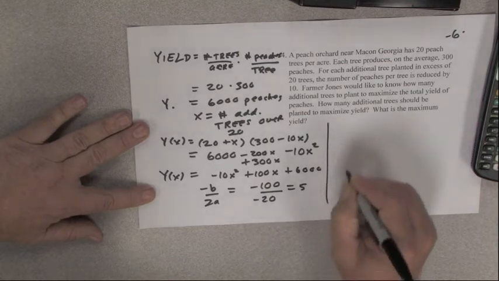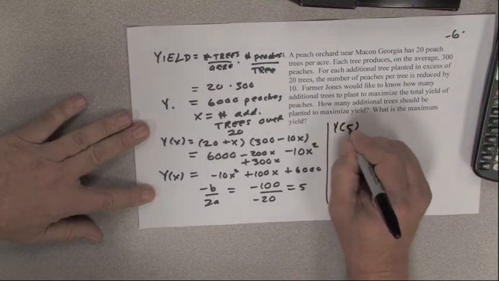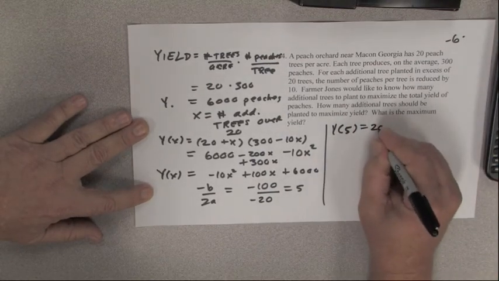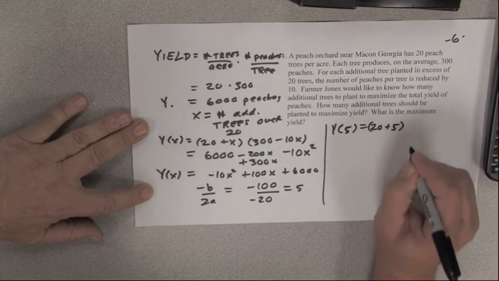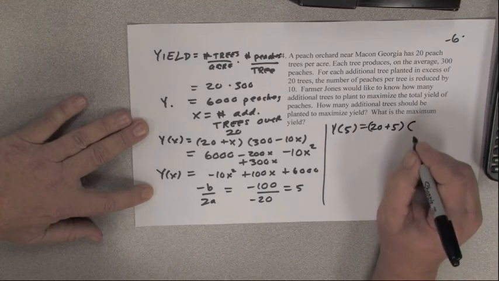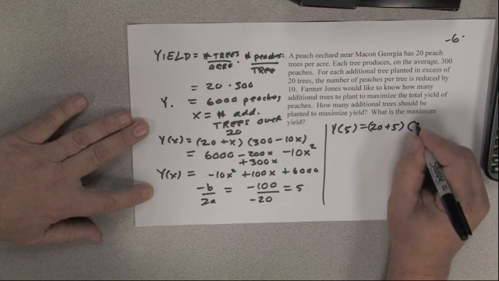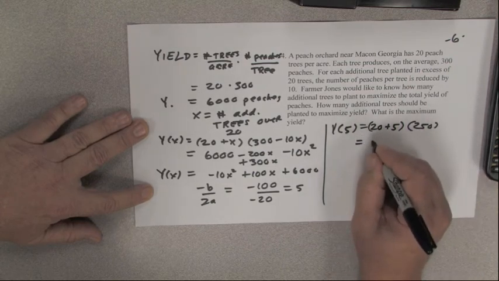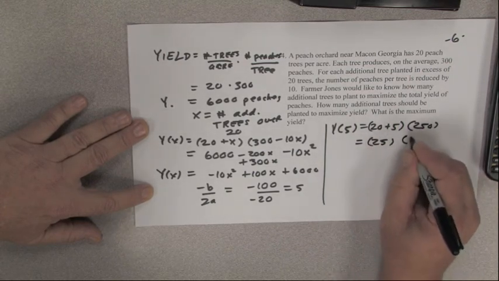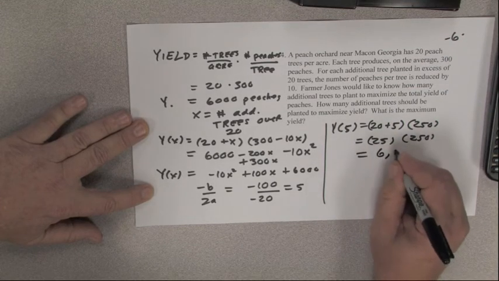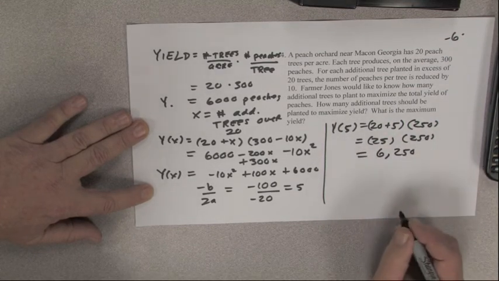So let's think about what that is. 5 additional trees, we're going to have 25 trees, and we're going to have 5 times 10 is 50 peaches subtracted from 300, we're going to have 250. So we're going to have 25 trees, 250 peaches per tree, for a yield of 6,250 peaches.